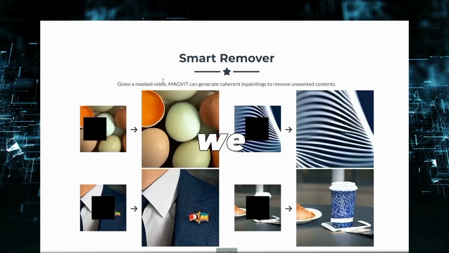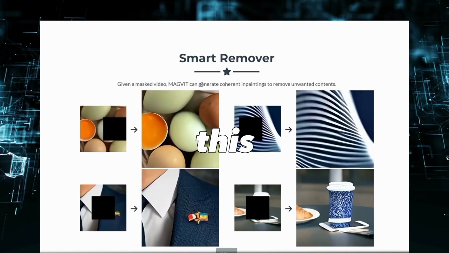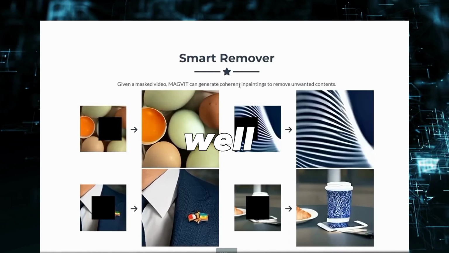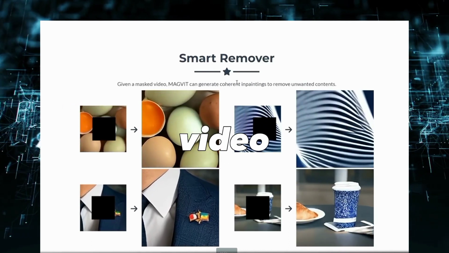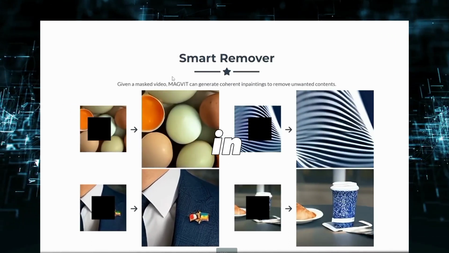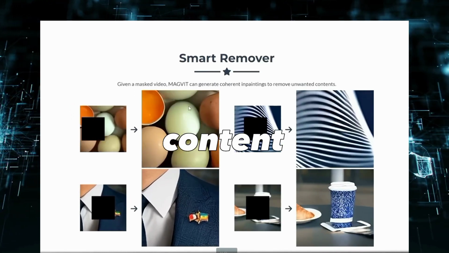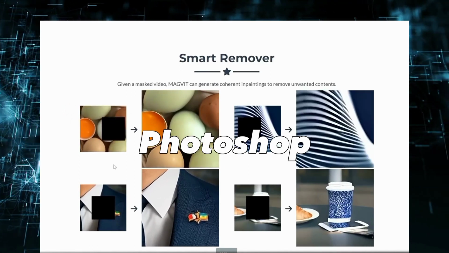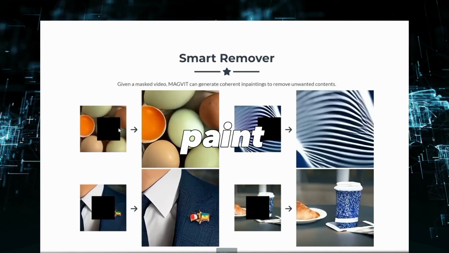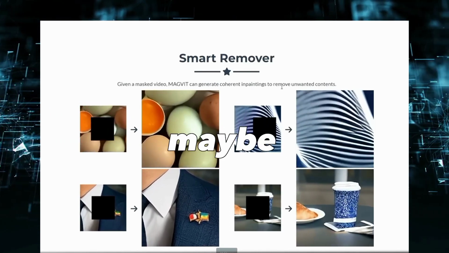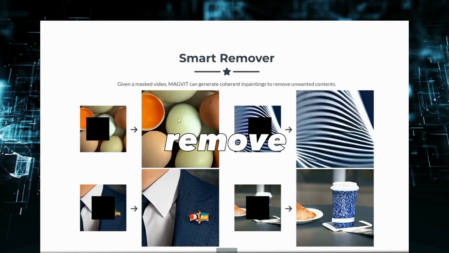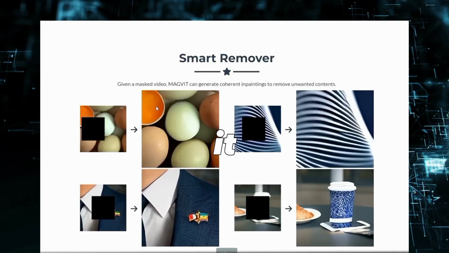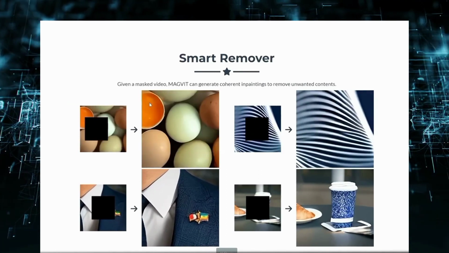Then of course, we have Smart Remover. This is one of the most interesting things as well. It says, given a mask video, MAGVIT can generate coherent inpaintings to remove unwanted content. Remember how in Photoshop sometimes you might want to inpaint something? Maybe there's a hat, maybe there's something on the ground that you want to simply remove, and you use a brush to get rid of it. This is basically like that for video.